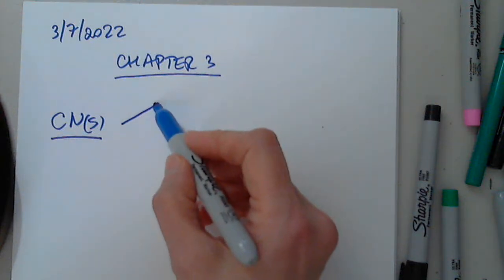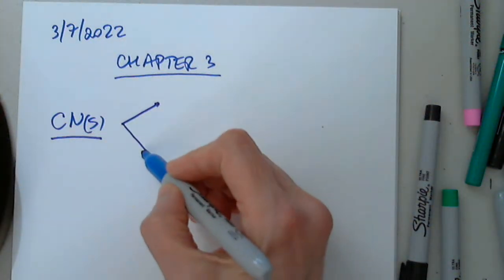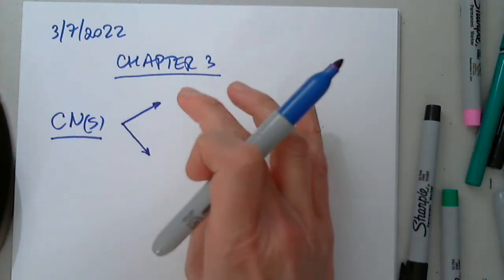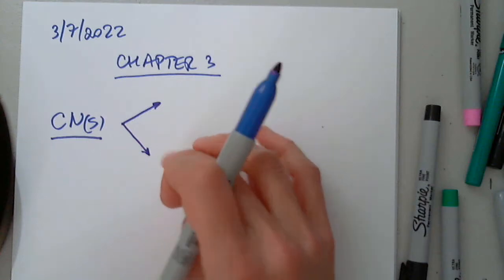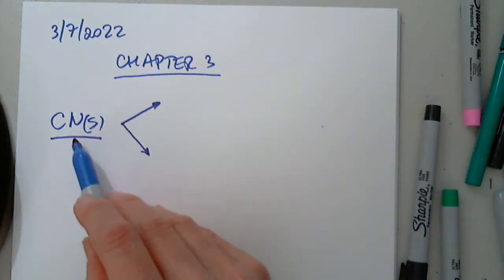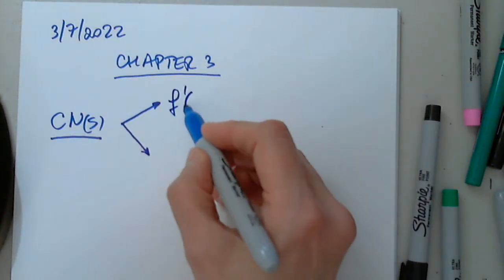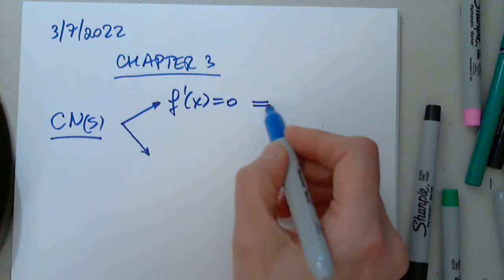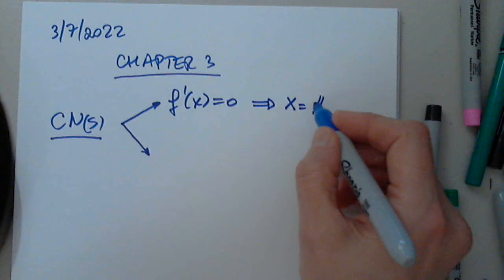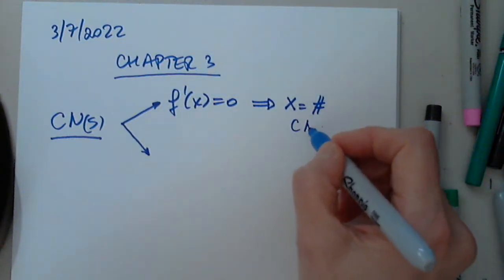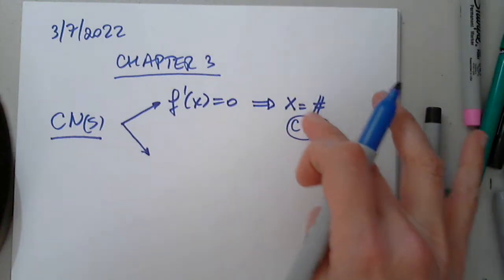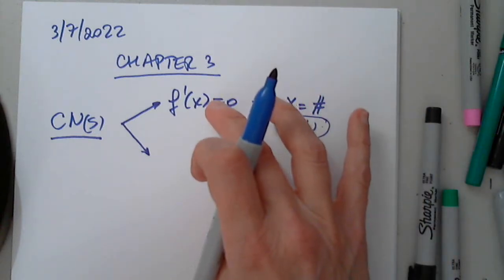Again, a function has a critical number or critical numbers coming from two possible sources. It may have from one and not from the other. It may have from both, or it may not have any at all. So where do they come from? From f prime of x equals 0, and these solutions, x equals whatever, let's say a number, that is a critical number. If this equation has no solutions, the function has no critical numbers coming from this source.